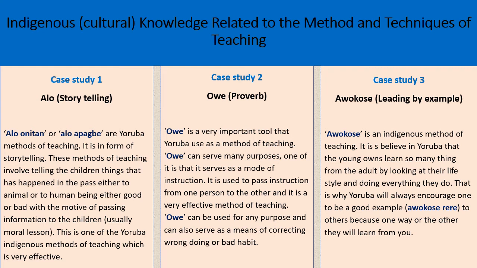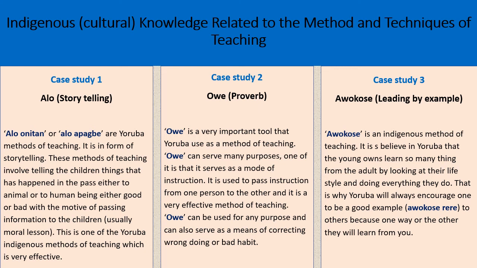I have three different cases. Case 1 is Alo, which is storytelling. Case 2 is Owe, which is proverb, and case 3 is Awokoshe, which is leading by example. And I'm talking about Yoruba culture now, which is my own culture.